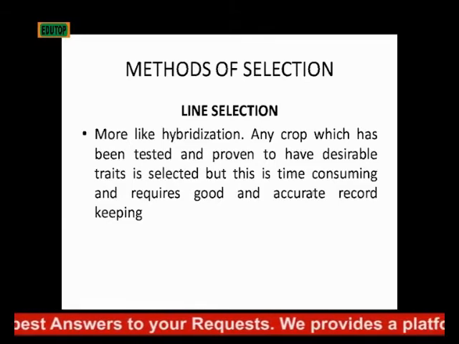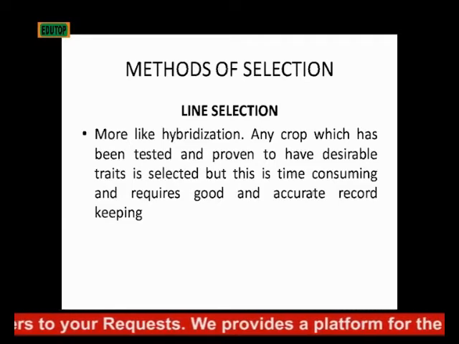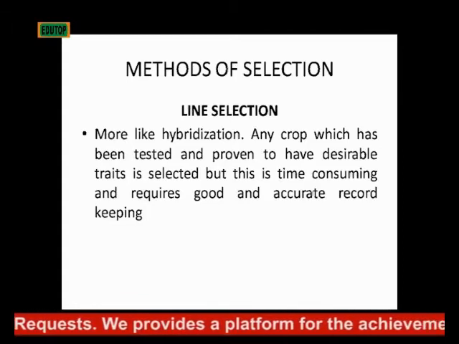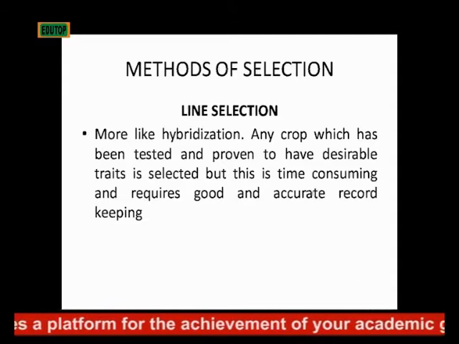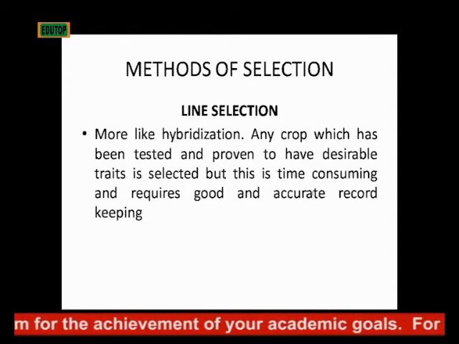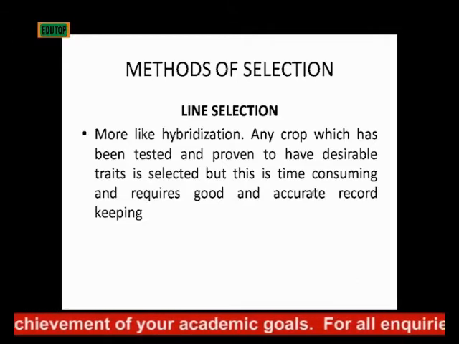The next method of selection is line selection. This is more like hybridization. Any crop that has been tested and proven to have desirable traits is selected, but this method is time consuming and requires good and accurate record keeping.